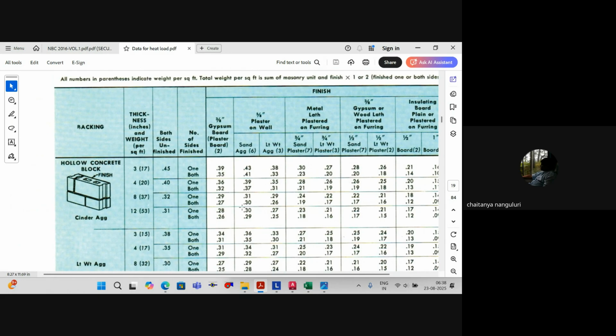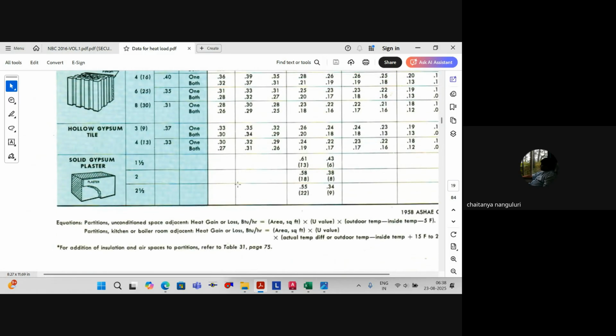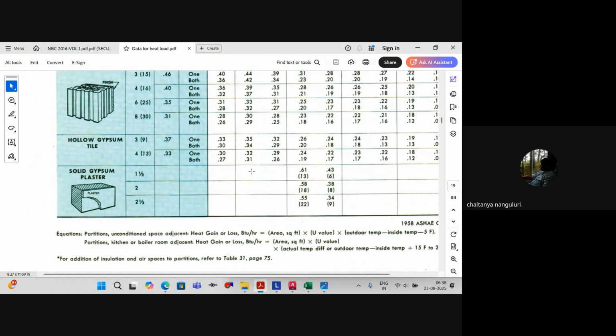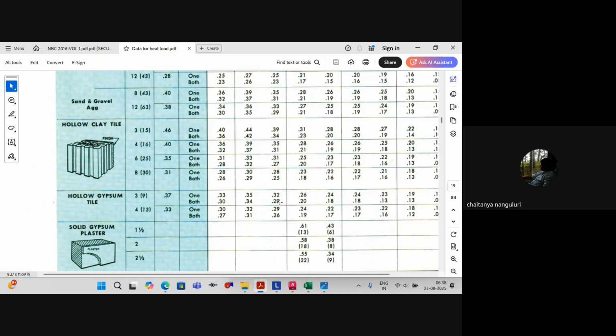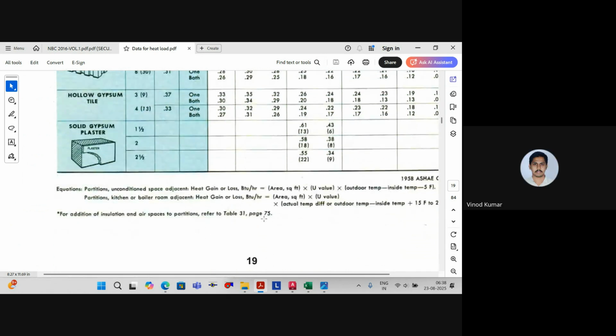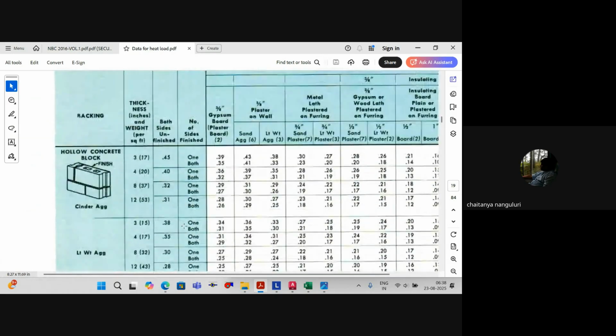So can I consider this or not? Of course, in most cases you will just use gypsum. You can make even solid gypsum plaster or hollow gypsum tile. So whatever material you're choosing, am I clear? Yes. So you have to choose a material to calculate. I've considered this as block work, but in most cases, about 90% of the time, it will be gypsum itself.